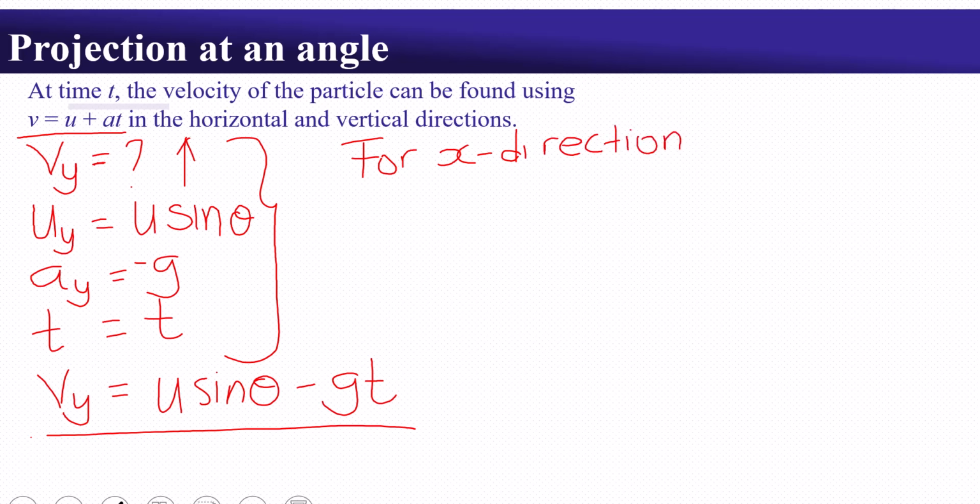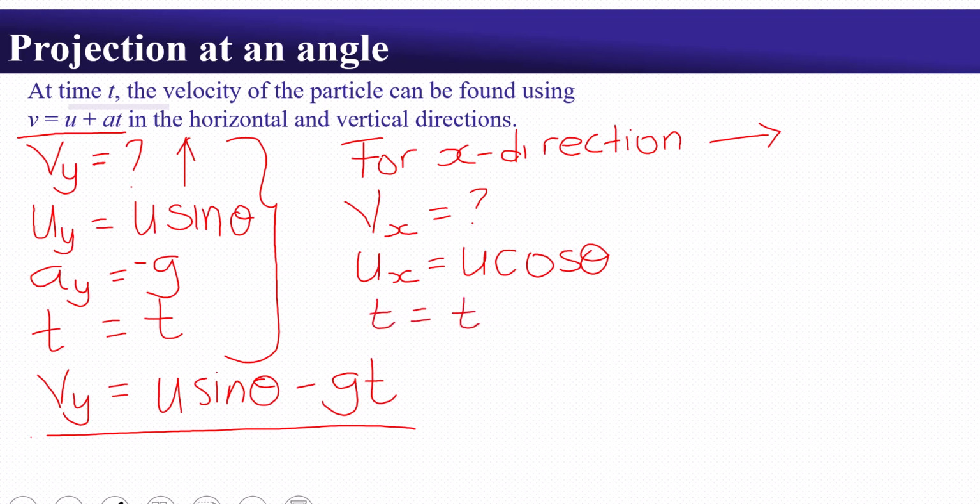For the x direction, we are now considering horizontal motion. Here, v in the x, we can put a question mark. We know that u in the x will be u cos of theta, and time can be taken as time t.